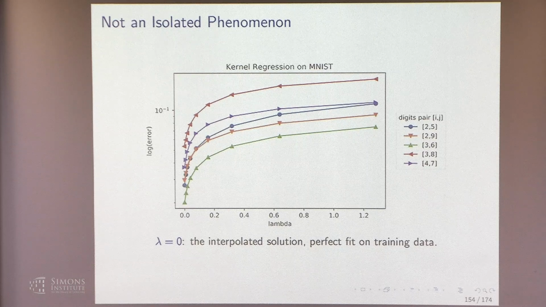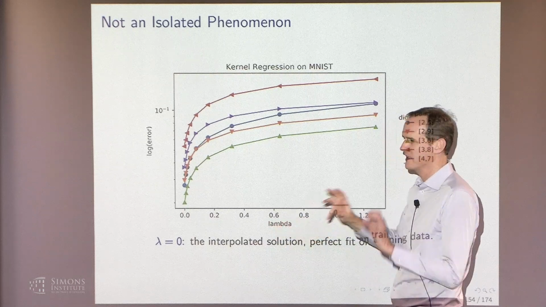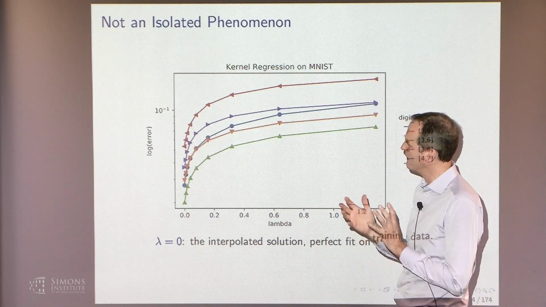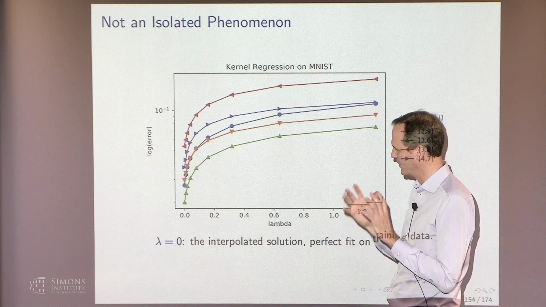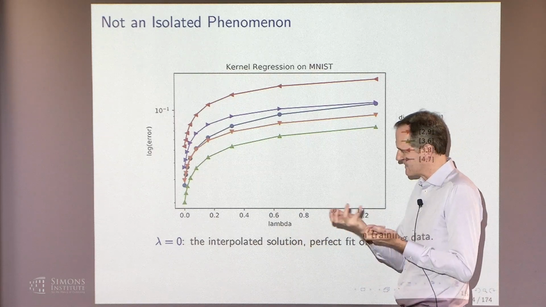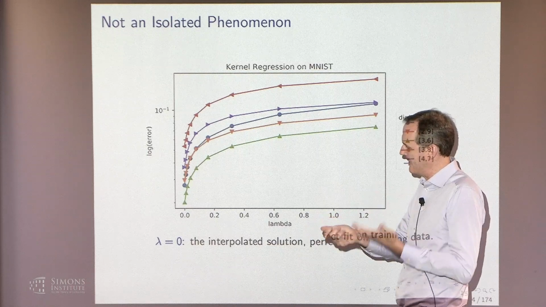This is an example from a paper of Sasha's looking at kernel regression on a digit classification problem. In a kernel regression problem, you have a regularization parameter that tells you how much the norm in the Hilbert space of your prediction rule gets taken into account in a trade-off between that and the fit to the data.